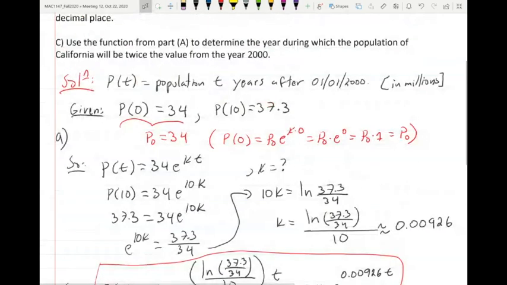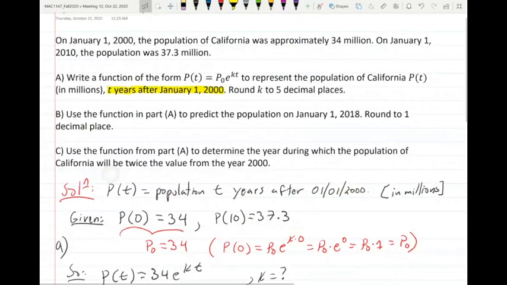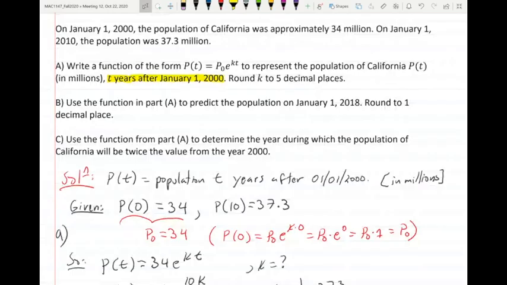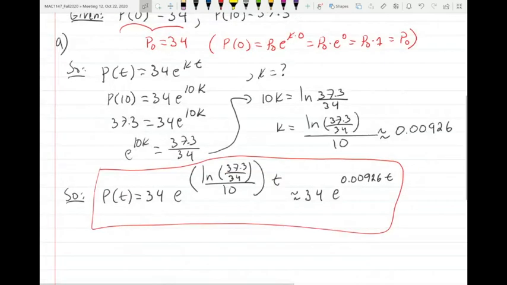The formula is P0 e to the kt. So remember, guys, these notes are also available online. So if you get behind writing this, it's okay. Just make sure that you can follow what I'm doing, because then you can fill in the gaps. Any questions? All right.